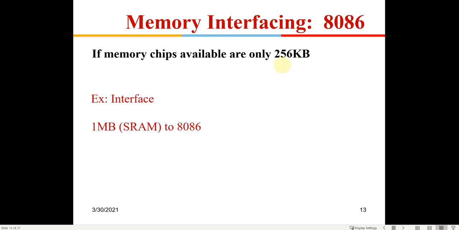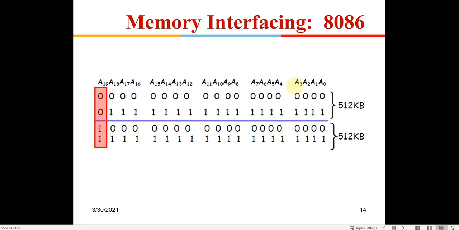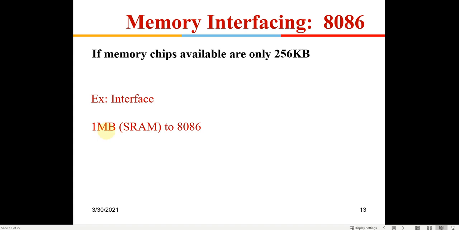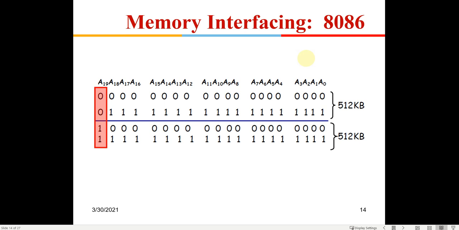Here is one more example in which 256 KB memory chips are available, and the total memory required is 1 MB. So for 256 KB you can have 256 even and odd, and then another 256 even and odd. That will become a total of 1 MB, right? Here again this is even and this is odd, this is even and this is odd. Now these two together will form one bank, and this one set, and this will become another set.